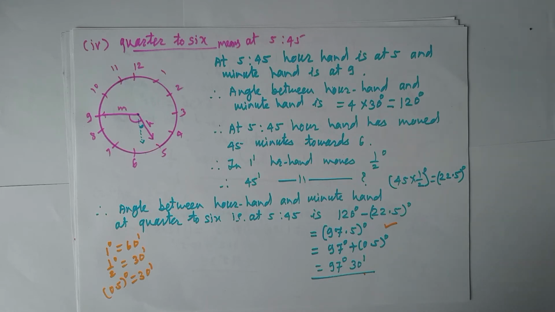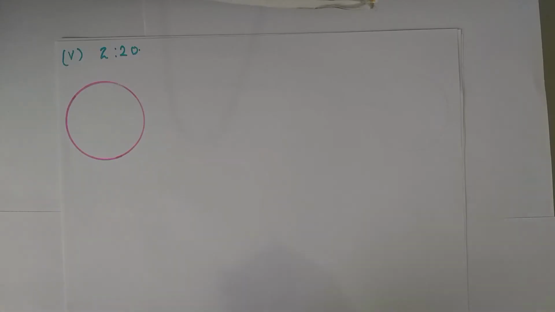That is, in 60 minutes it moves 30 degrees. Therefore, in 1 minute it moves half a degree. If you know this concept, it is very easy to solve problems on clocks, and very easy to find the angle between the hour hand and minute hand. Okay, let's see one more example.